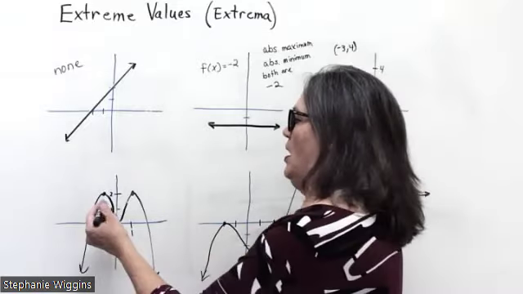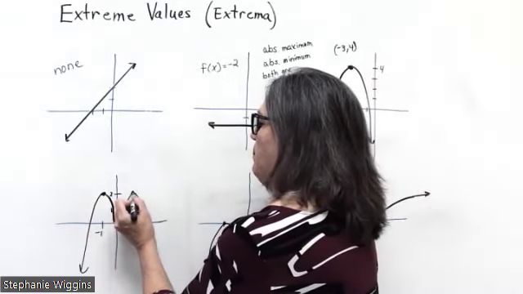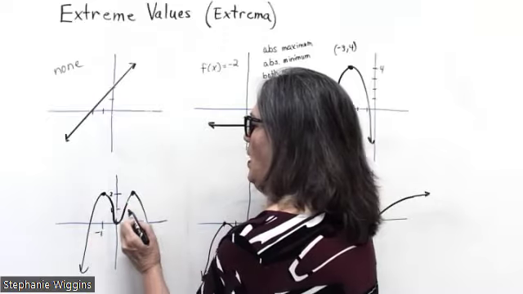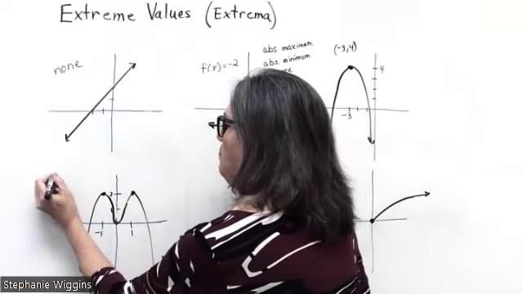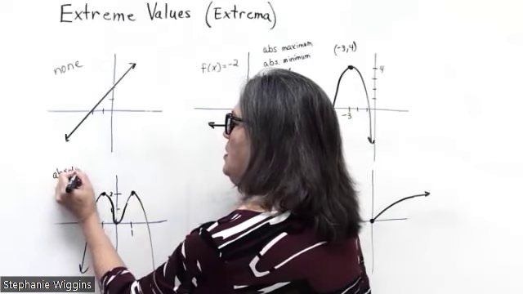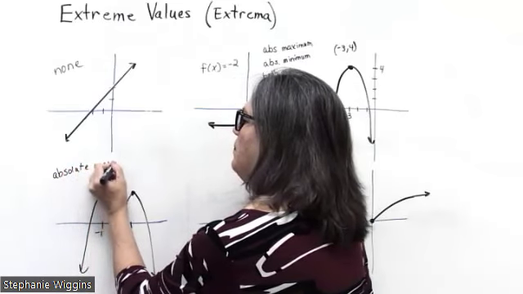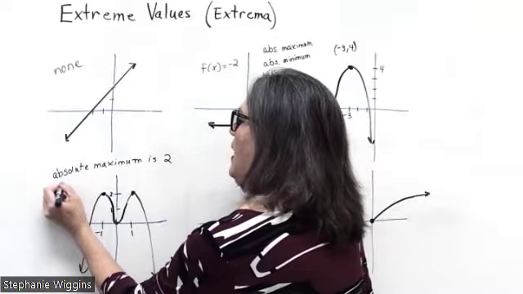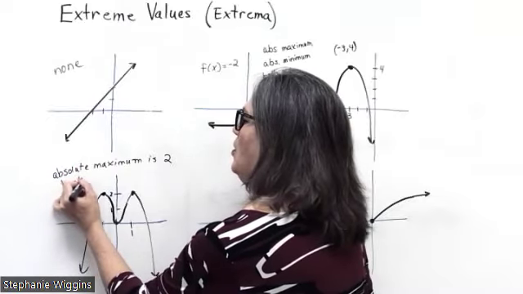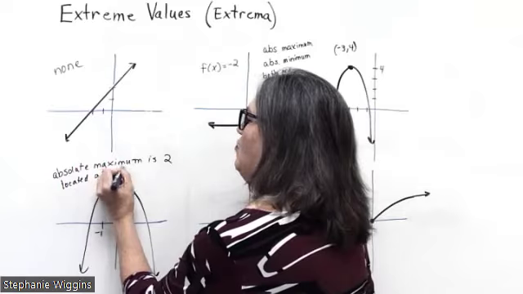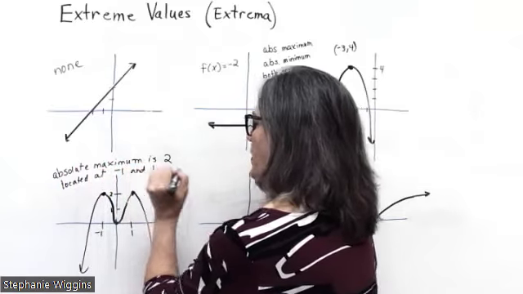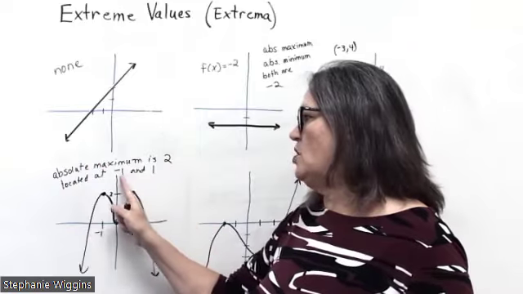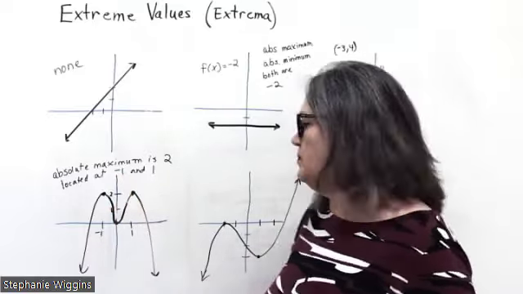Here we have an absolute maximum, and it's at -1 and 1, and the value of the absolute maximum is 2. So the absolute maximum is 2, and it's located at -1 and 1. So it's located at 2 places, here and here. The value is 2, and it's located at the x values -1 and 1.